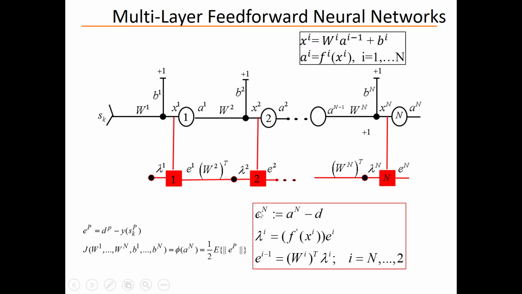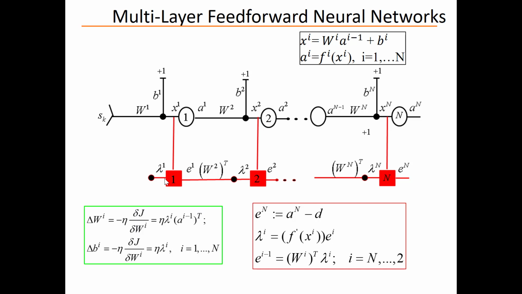So here's the error at the final stage, and this error at the final stage is going to create a lambda, an intermediate parameter, and this lambda is going to create an e, and you cycle through all the stages to the first stage here, lambda. Okay? And then the next step is to have the change of weight for each one of these parameters that you have, for each one of those stages.